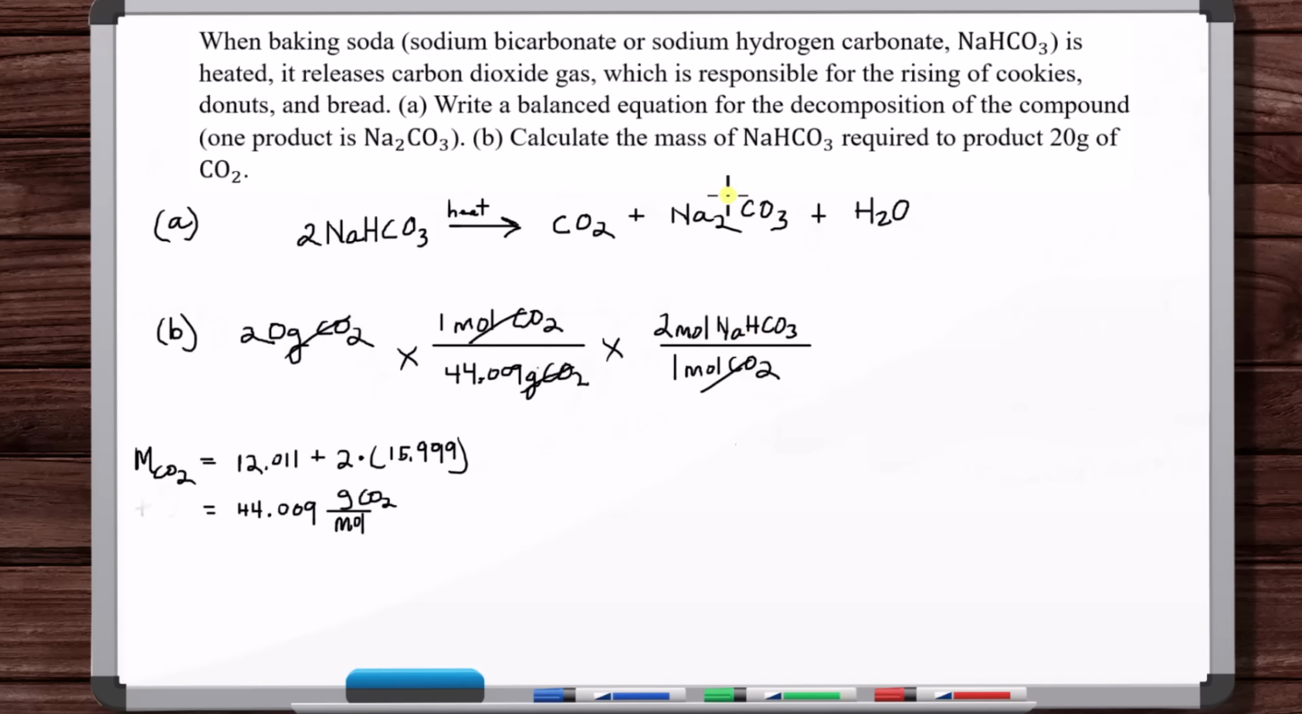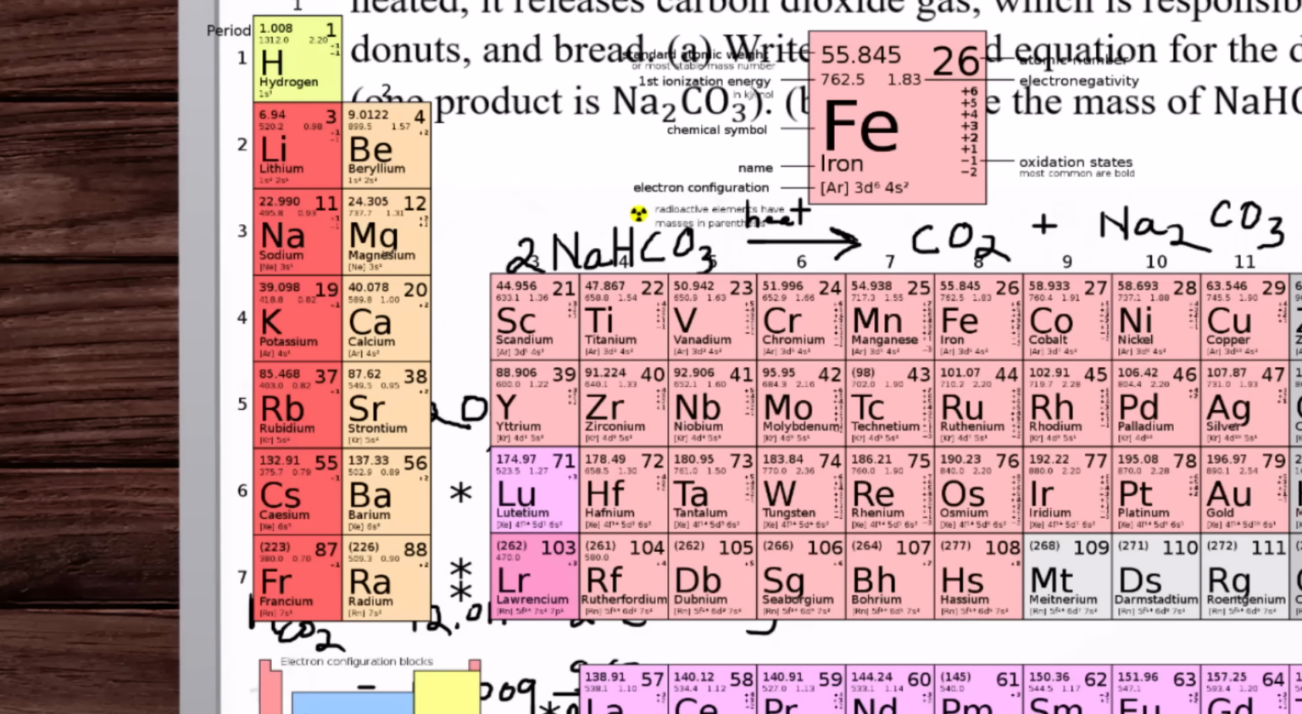Are we done? No, because where are we trying to get? The mass of this. So we need to keep going. If we have moles, how can we get mass? Use the molar mass. That relates grams and moles. So now let's get the molar mass of NaHCO3. All right? Atomic weight of sodium, 22.99.